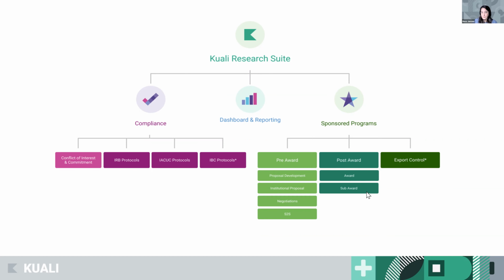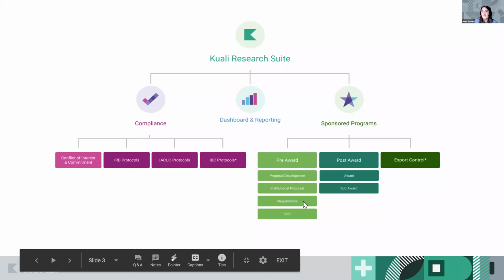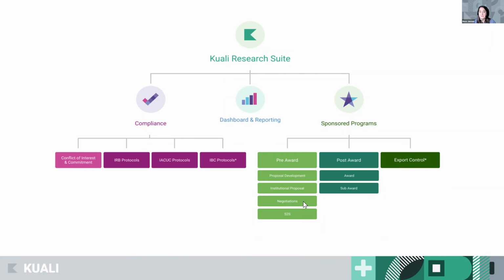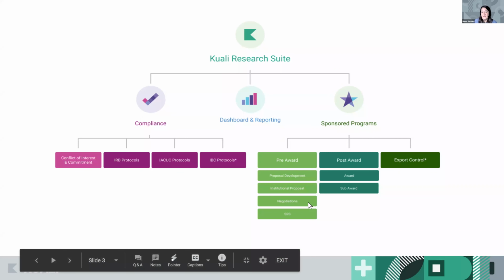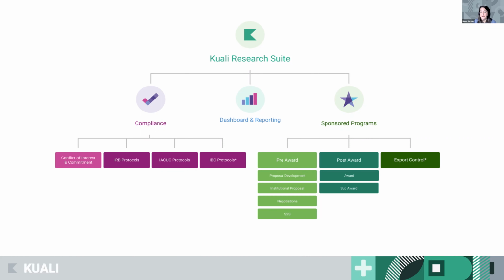Now within the post-award modules, we of course have the award module and the sub-award module. And I'm actually going to cover negotiations briefly too. We had to put it in one place on the graphic just so it didn't show up as if it was several things. But the negotiations module can be used in conjunction with post-award records just as easily as pre-award records. So I will be touching on that today as well.